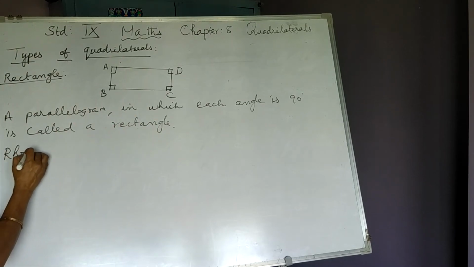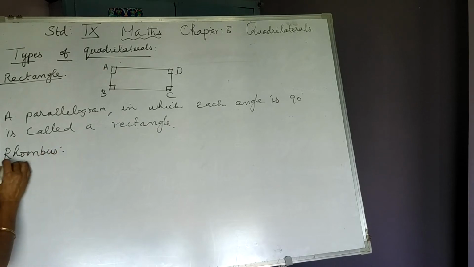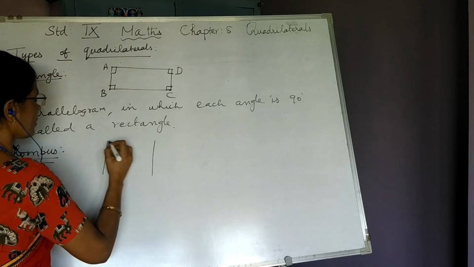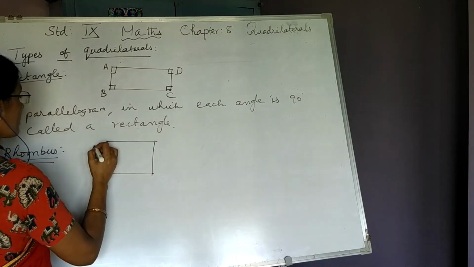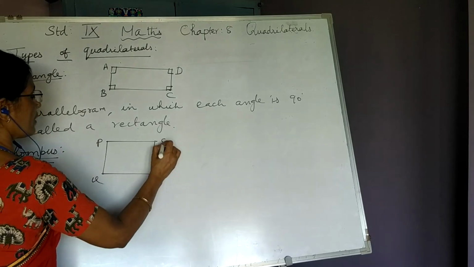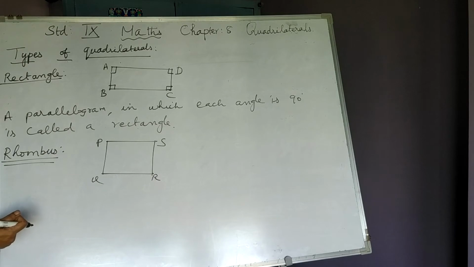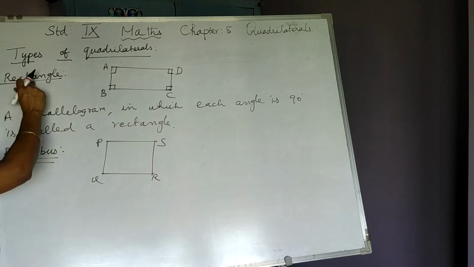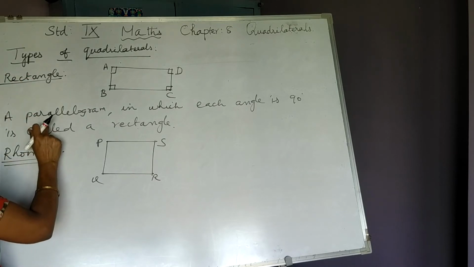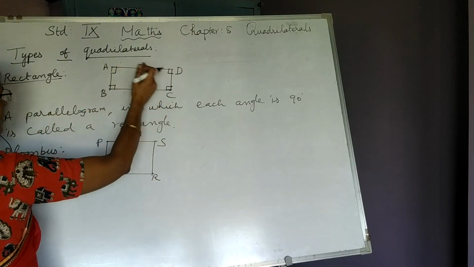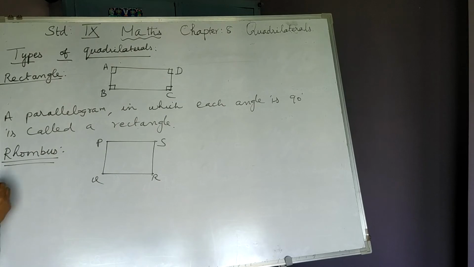Then we are going to see rhombus. We are familiar with this term also, right? So it is a rhombus. What is a rhombus? You see the first two definitions begin with quadrilateral. Which two definitions? Trapezium and parallelogram definitions start with the term quadrilateral. Whereas rectangle and rhombus, we should remember the definition starts with parallelogram. So in a parallelogram, if each angle is 90 degree, we call that parallelogram a rectangle.